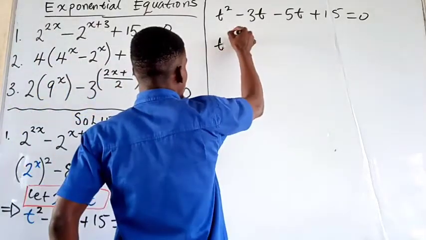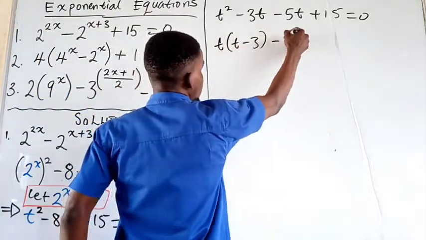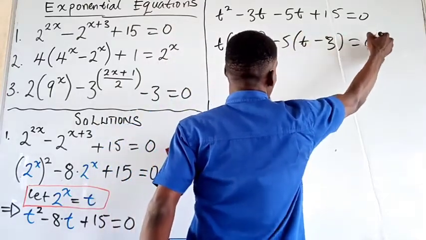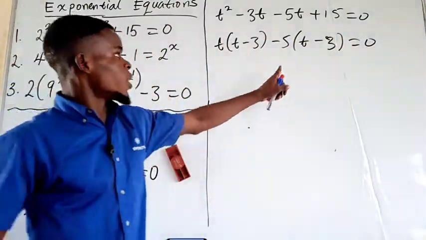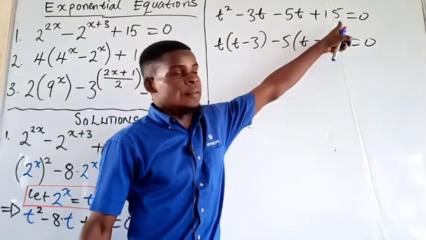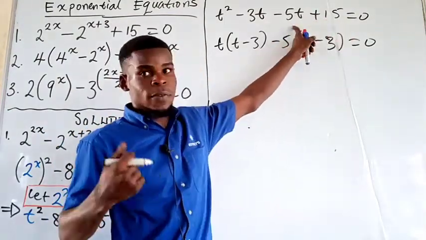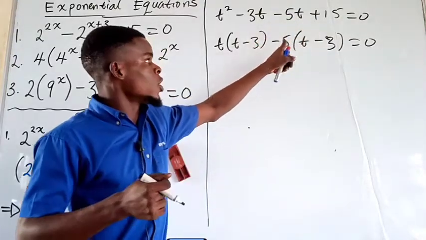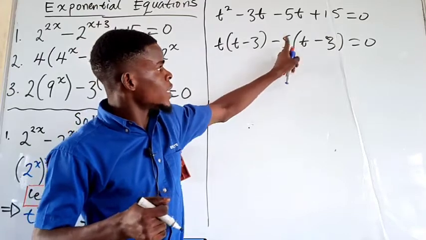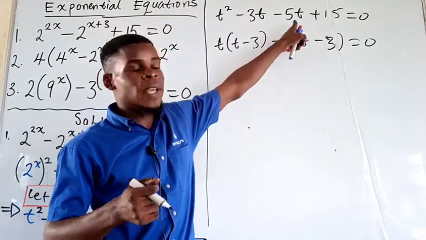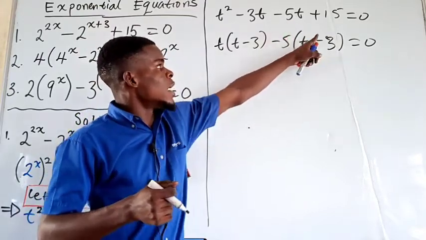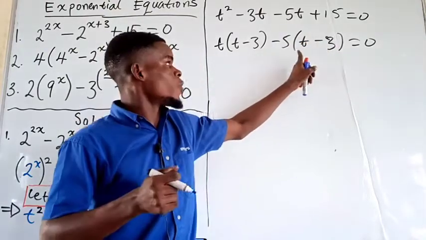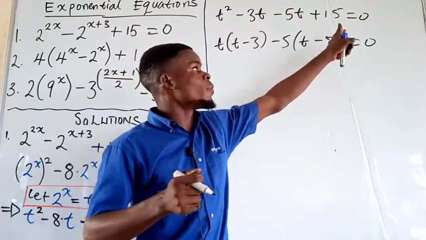We take t out of this, we have t minus 3, and here we take negative 5 out and we have t minus 3, and we equate that to 0. That is possible because 5 and 15 have a common factor, which is 5. But let's take a negative out since the negative is in front already. If you take negative 5 out, to get back negative 5t you multiply by t, and to get back your positive 15, you put negative 3 here, such that negative 5 times negative 3 gives positive 15.